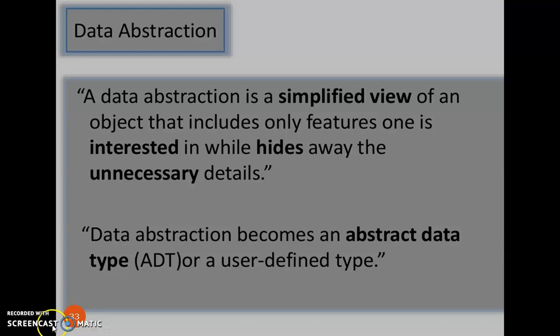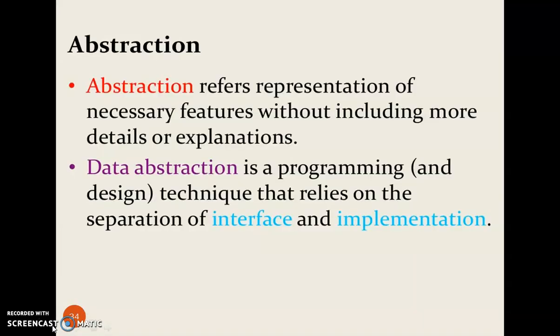Welcome students. Let's see the topic, OOP's concept, that is data abstraction. We can define it in a simplified manner, that is, only focusing on the interesting features and hiding the uninteresting features from the user. That is called data abstraction. So data abstraction becomes an abstract data type, ADT, or a user defined type.